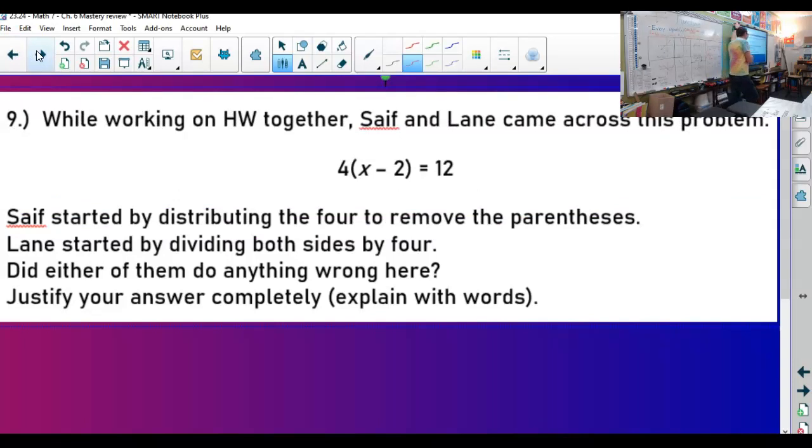Safe and Lane has to be put in this question. So Safe starts by doing this. And he does the distribution of the times 4. Lane is like, nah, man. Let's make life easier and just start by dividing by 4. Are either of them wrong? Are either of them right? Like, write a little note about, do either of them need some advice? Or are they both doing the right thing, but two different things? I mean, they definitely did different things. The question is, are both things right?